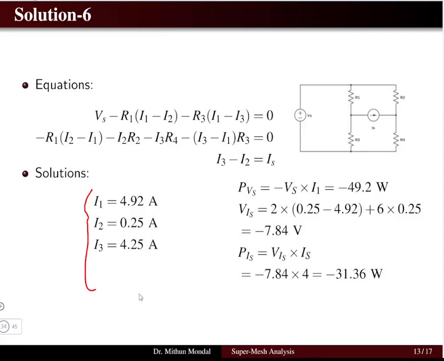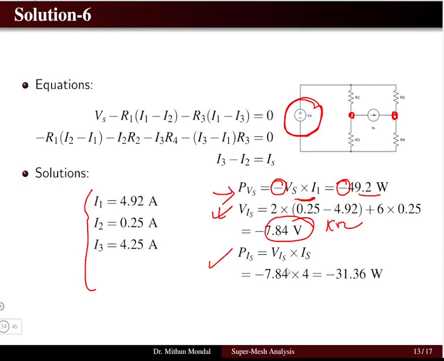Once we have got the value of the current, the power in this voltage source is basically the product of voltage into current, and we have a negative sign because it is an active source where current is coming out of the source, so we have a negative sign of 49.2 watt. Now we need to determine the potential at these two terminals in order to determine the power. So first we have to determine the potential using the KVL equation, and then after we have got the voltage of the terminal, we can determine the power by the product of voltage into current, that will give 31.36 watt with a negative sign.